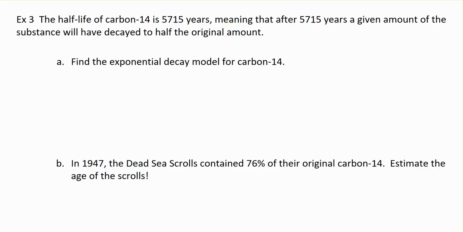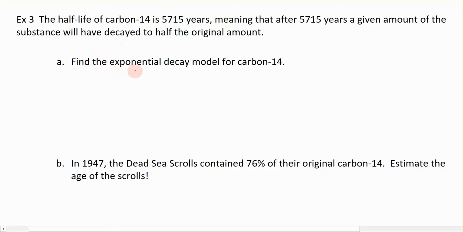Now we're going to talk about decay on our model. In this particular example, we're talking about carbon-14, which is something you might be familiar with as far as carbon dating is concerned. So that's the example we're going to look at here. It says the half-life of carbon-14 is 5,715 years, meaning that after that amount of time, a given amount of the substance will have decayed to half of the original amount, which is important for us.